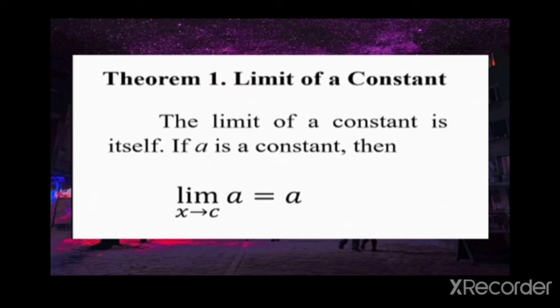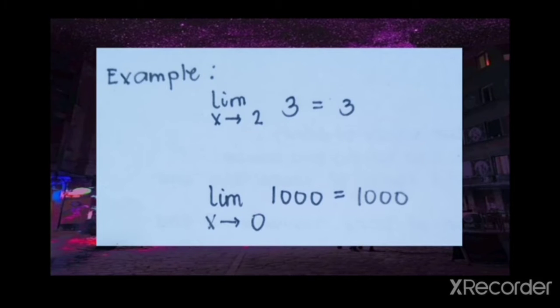So say for example, we are asked to solve for the limit of 3 as x approaches 2, the answer is 3. Another example, the limit of 1000 as x approaches 0 is equal to 1000.